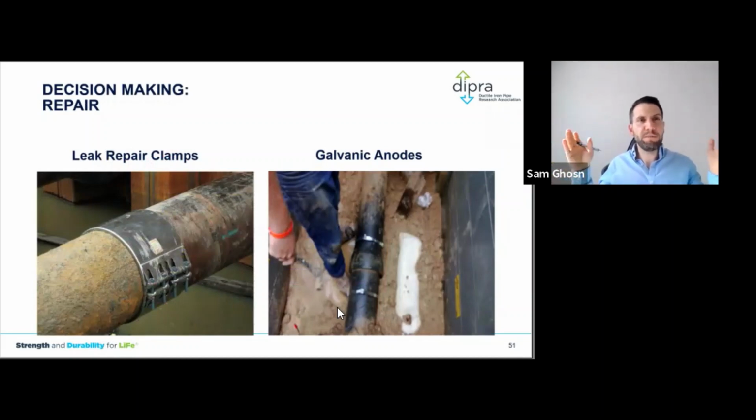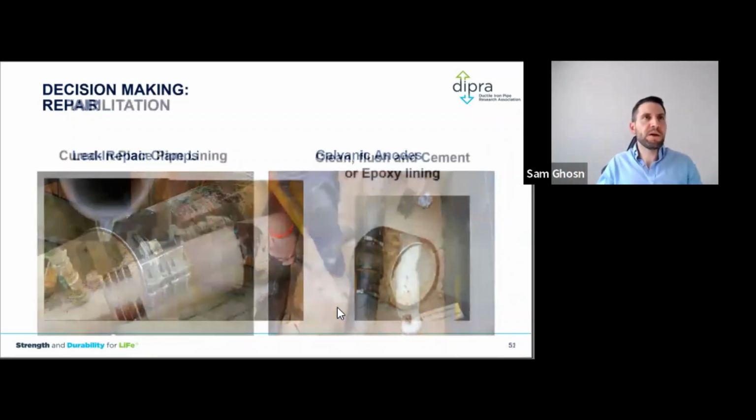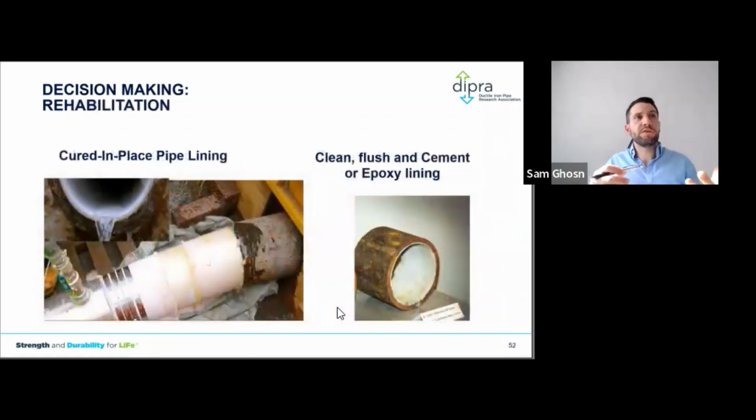Keep in mind, every pipe is its own structure as far as corrosion is concerned, because ductile iron pipe joints are not bonded. Unless they are bonded by design, but by default, they are not bonded. So corrosion is unique for every structure. I mean by that, every stick of pipe. So also we could rehab.